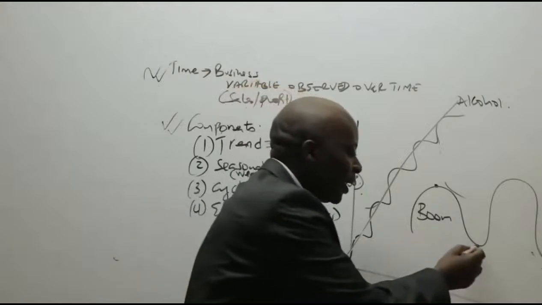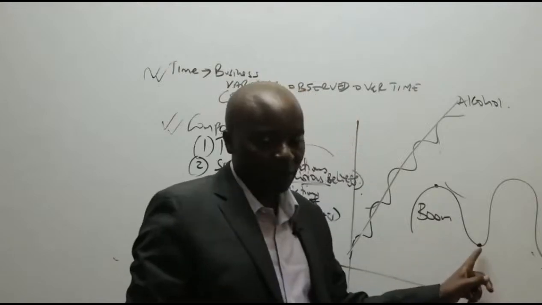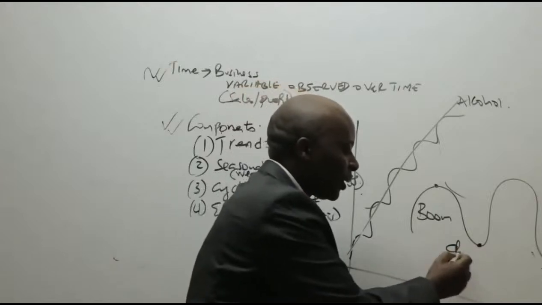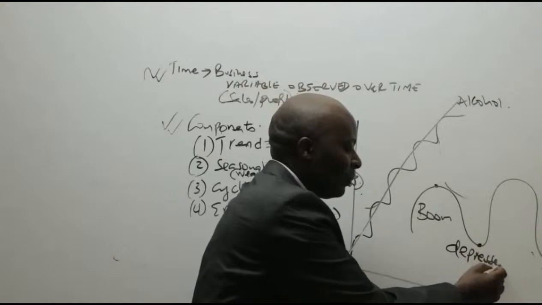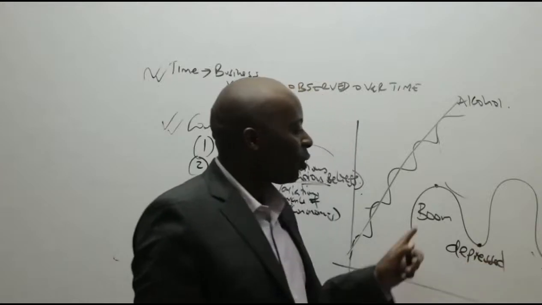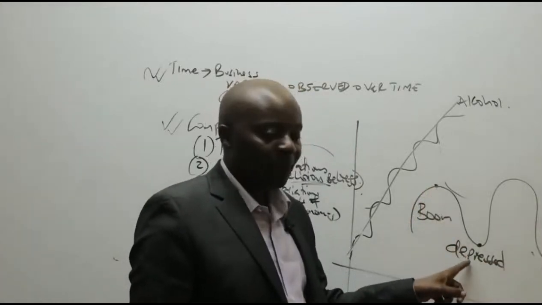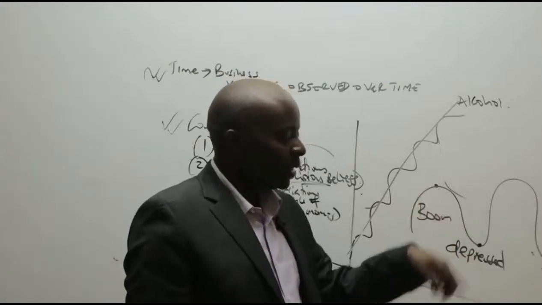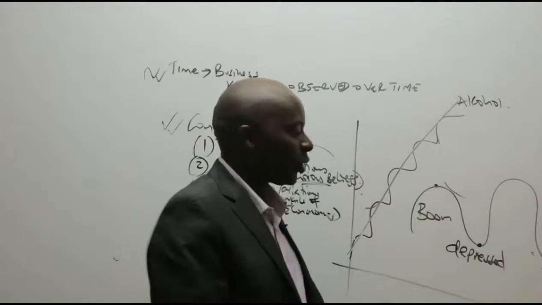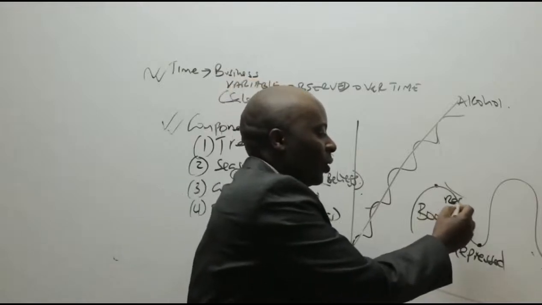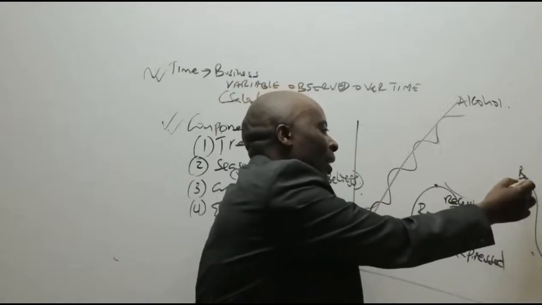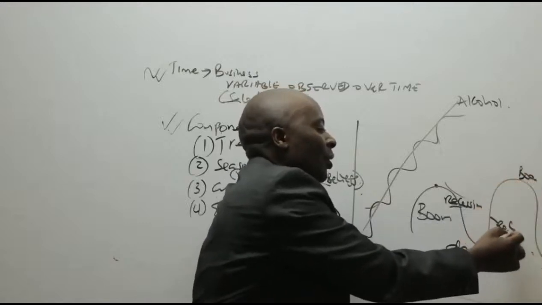If it is down here, what do we say when it is right at the bottom? We say that the economy is depressed. When the economy is moving from boom to depression, we normally say the economy is receding, recession. And then of course, from depression to boom again, we normally talk of recovery.